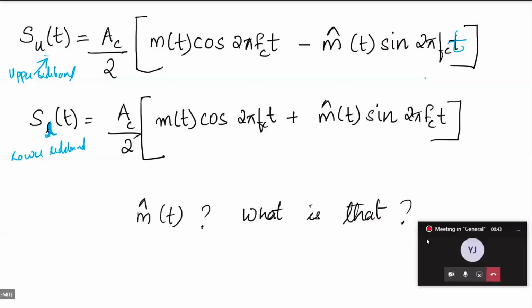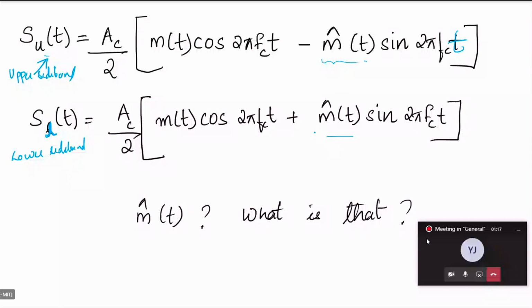So I am trying to tell you, the first one is the equation for an AM signal. The next one is the equation for a DSB-SC signal, and this is the expression for an SSB signal, whether it is an upper sideband or a lower sideband. So now we have a newcomer over here, m cap. Do you know what it is? This is a newcomer. Any idea what it is?